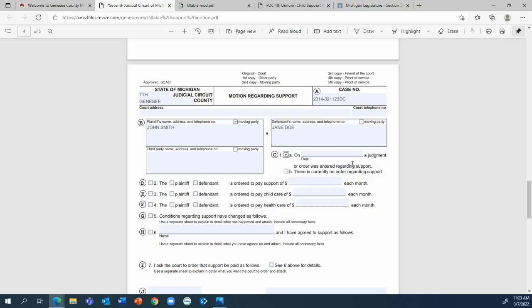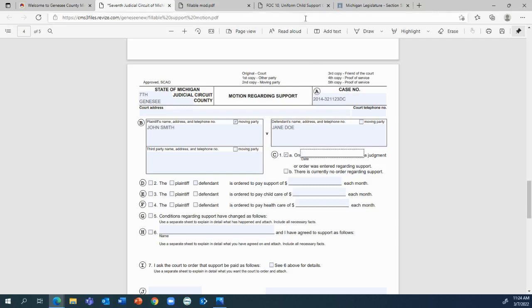So over here, under 1, you're always going to fill out either A or B: there was an order already, or there's currently no order regarding support. More often than not, you're going to be selecting A if you're filling out this motion, because more often than not, you're modifying or changing a support order that's already out there. So on such and such date, a judgment or order was entered regarding support.